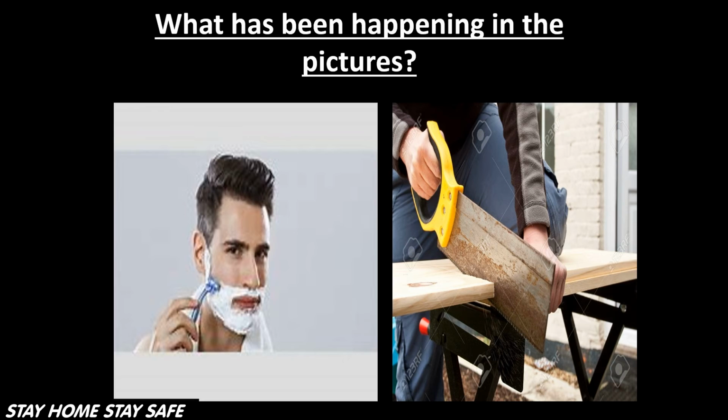So we are going to form statements using these pictures. What has been happening? What has been happening? What activity has been taking place here? Shave. Remember the word shave ends with E. And we said that those verbs which end with E, we are going to drop E.